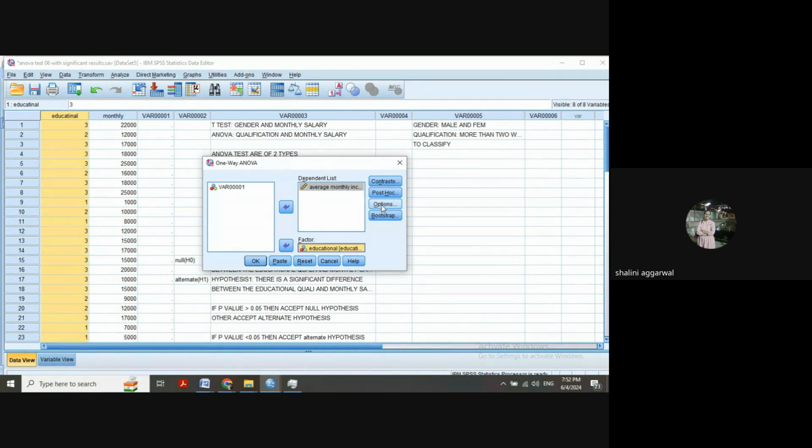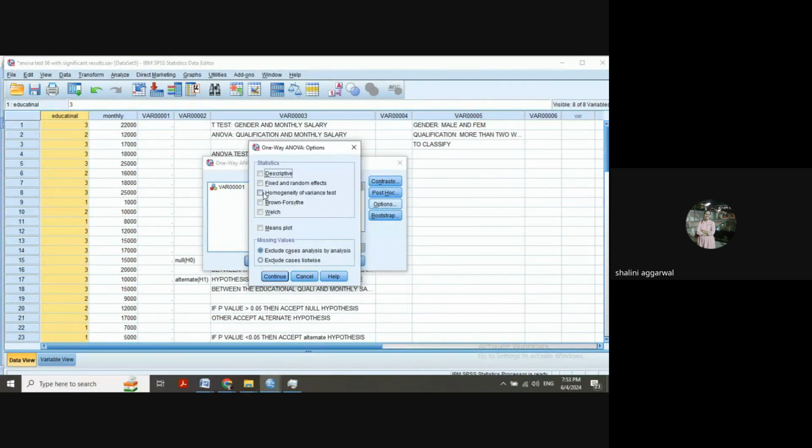So you go to options. What is important? This is very important: homogeneity of variance test. This is for the Levene's test. Again, यहाँ पर भी we will be seeing first the Levene's test. And for this Levene's test, what is to be clicked? Homogeneity of variance test and descriptive statistics as well, right? And then continue.